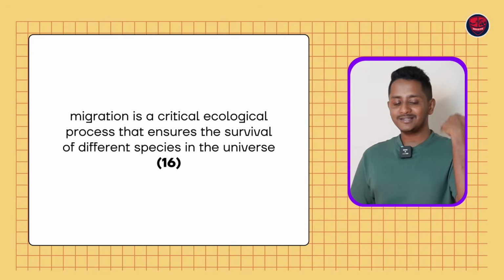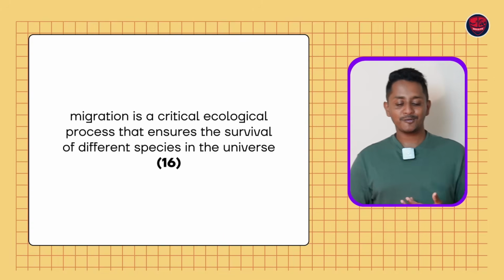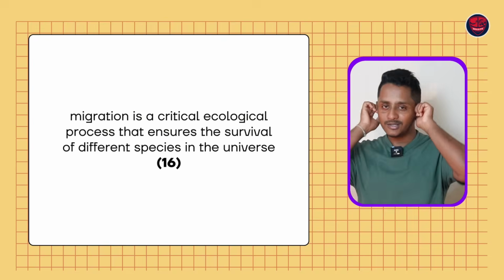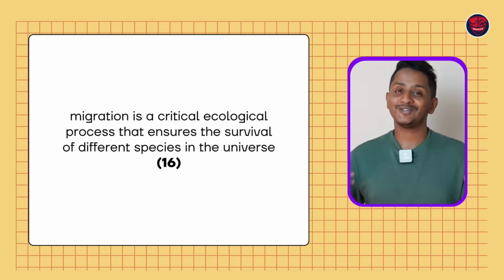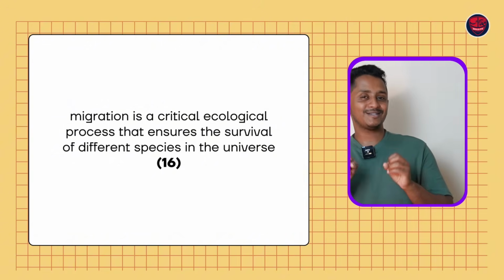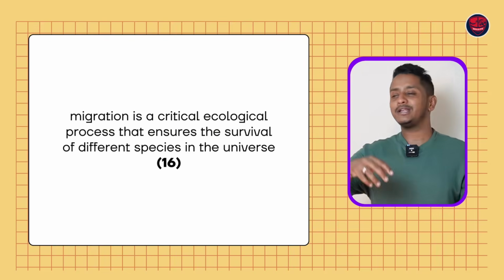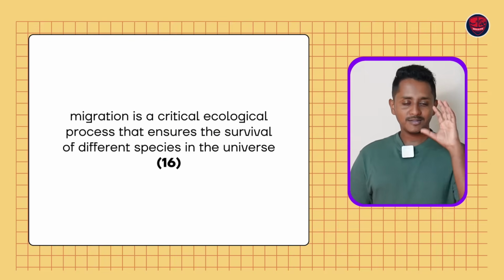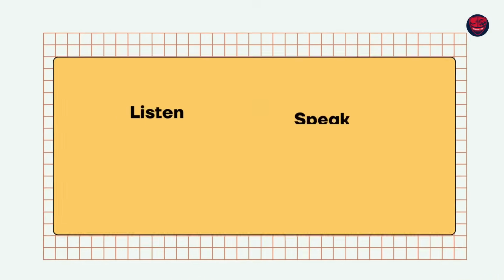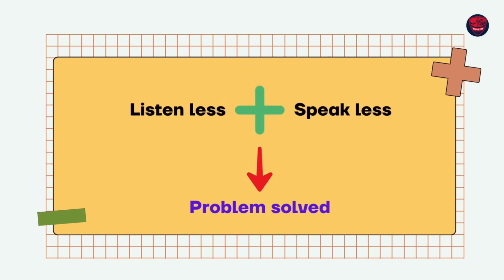So here when you listen, migration is a critical ecological process that ensures the survival. After that, don't even listen. In that way, you master your ears, control your mind not to listen to the rest of it. My capacity is 10 words. I listen to only 10 words. Post that, I'll not even try to listen. If this is what you decide, then listen less, speak less is equal to problem solved.